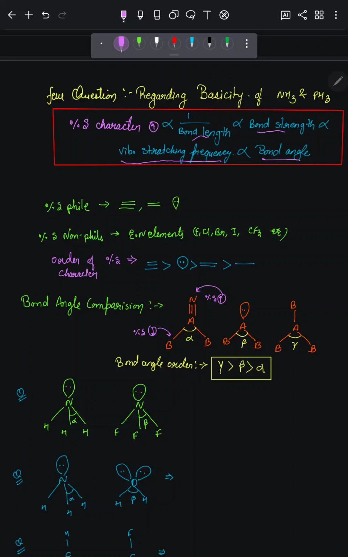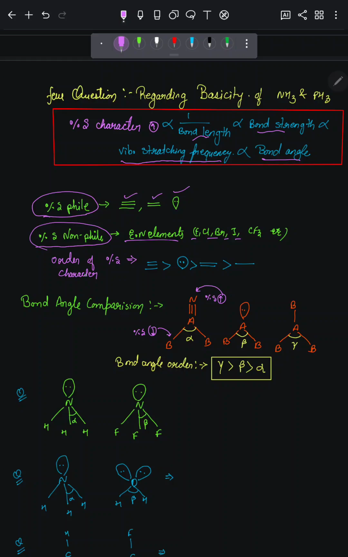To understand what percent S is, we can say that percent S philic means those that attract percent S character more. So a triple bond, a double bond and a lone pair will provide percent S character, and percent S non-philic are electronegative groups such as chlorine, fluorine, bromine, iodine, CF3. These are electronegative groups, so these are percent S haters, or we can say they oppose the percent S character.